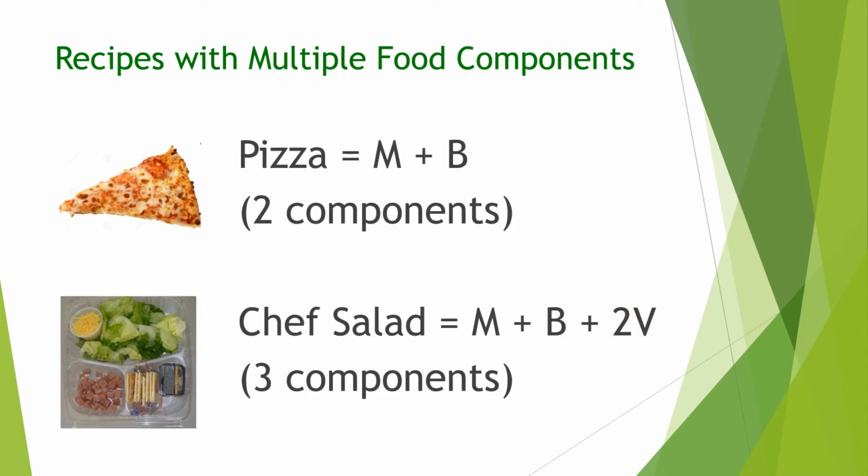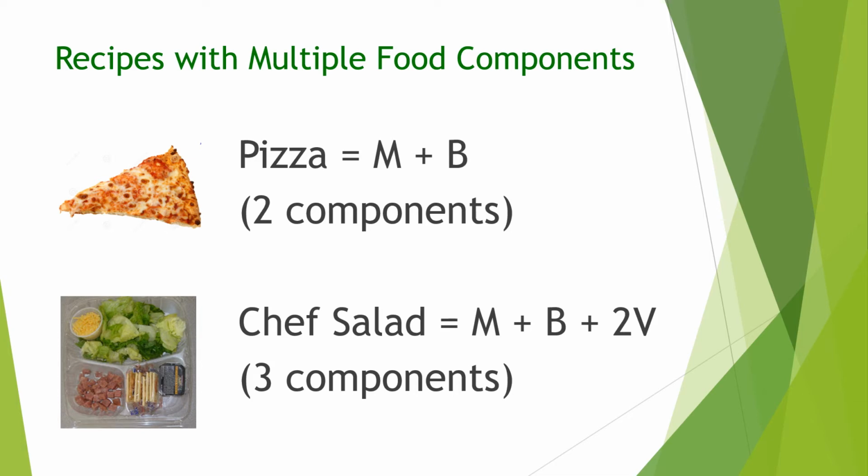Recipes with multiple food components. Pizza equals a meat and a bread component, which is 2 components. The cheese counts as the meat alternate component, and the pizza crust counts as the bread or grain component.